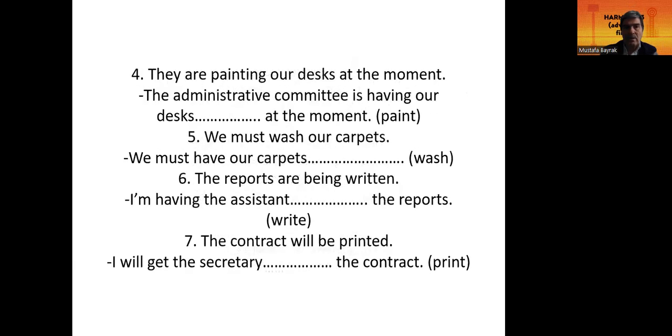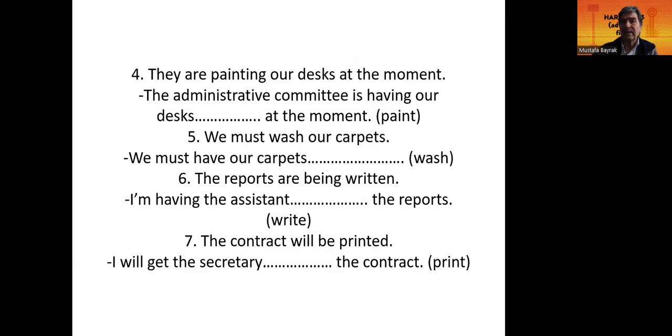Done. They are painting our desks. They are painting our desk at the moment. The administrative committee is having our desks painted at the moment. We must wash our carpets. We must have our carpets washed. The reports are being written. I am having the assistant write. Yes, have somebody do. The contract will be printed.